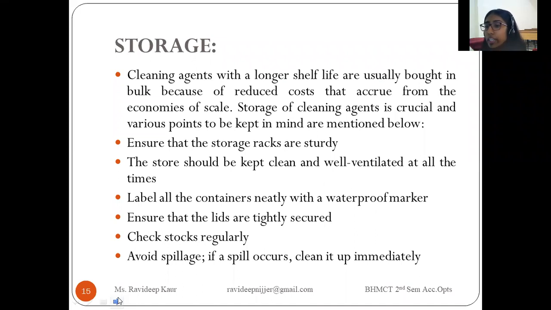Then the store should be kept clean and well ventilated at all times. So your storeroom or the area where you have stored all the cleaning agents should be well ventilated. The air should be passing through, and the area should be clean. Then label all the containers neatly with a waterproof marker, and there should be proper marking of the cleaning agents by their names on the containers, neatly. Then ensure that lids are tightly secured.